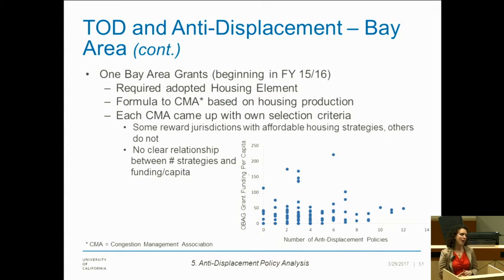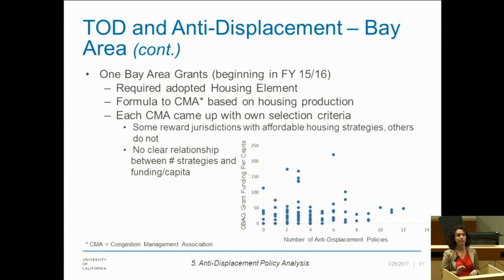Then you moved into the current regime in the Bay Area, which is called the One Bay Area Grant. We looked at round 1. They're currently on round 2 of this grant program, and this created a competitive grant, again to incentivize action in the Bay Area. To apply for this money, you had to have an adopted housing element, and there was a certain formula that looked at your housing production in compliance with RHNA. But each congestion management agency, which are the ones allocating this money, came up with their own selection criteria for the programs that they were going to be funding. And so some decided to reward affordable housing production and different strategies, but some didn't.